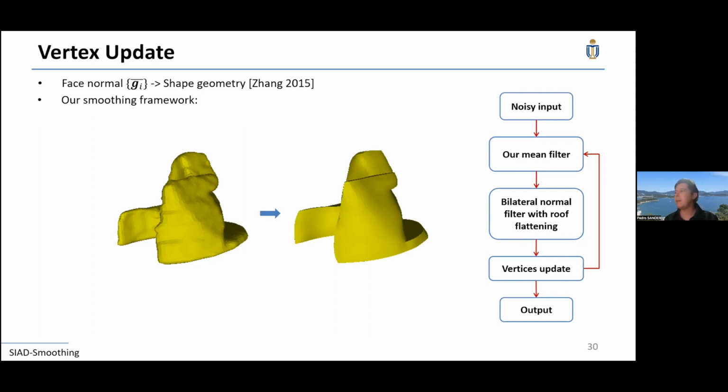On the right over there, you can see the whole framework. Given a bumpy mesh, we first apply our approach, then remove the undesirable creases and generate the flat area using this bilateral normal filter with the roof flattening. After that, we perturb the mesh to match these filtered normals. And then we iterate this until it converges, or until we find a satisfactory result.